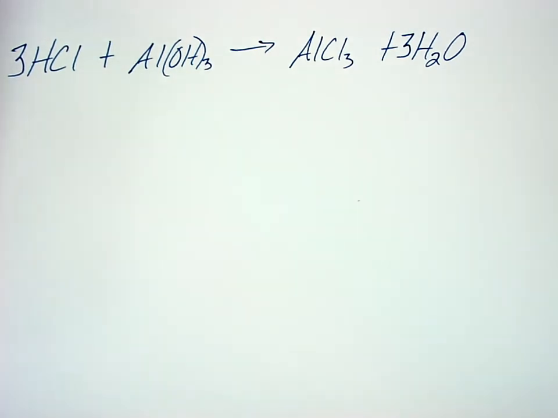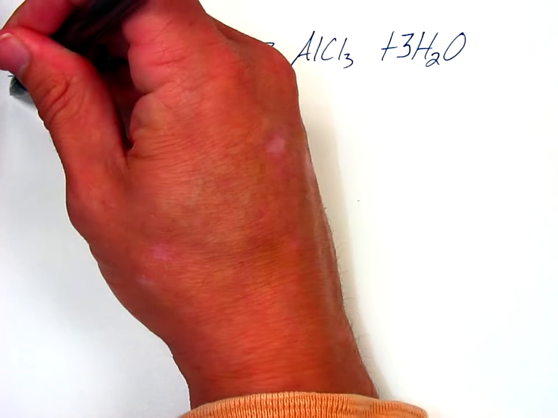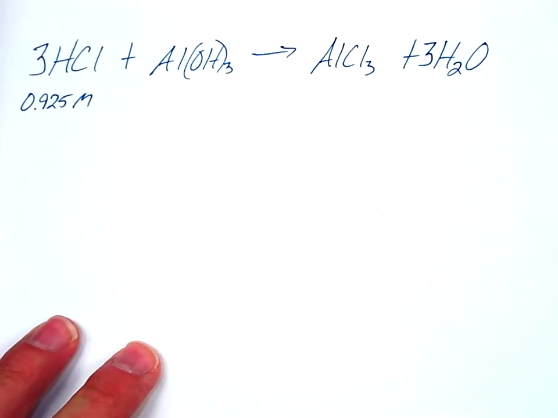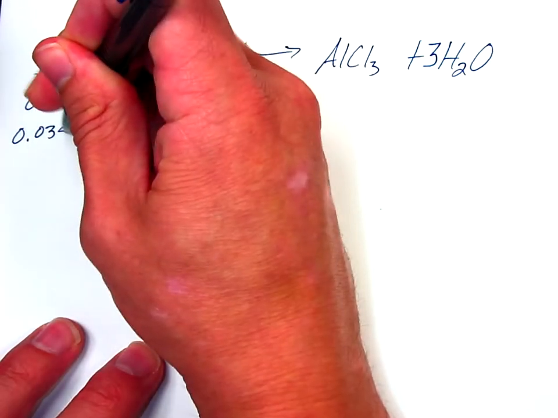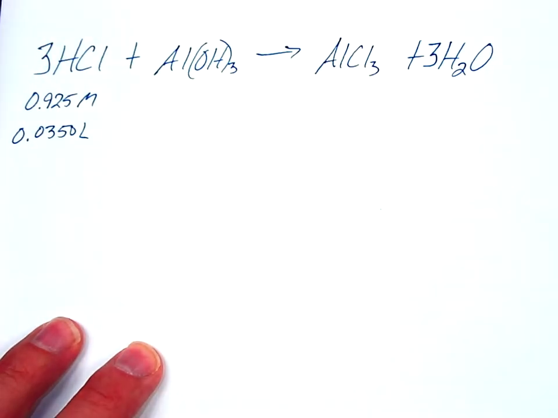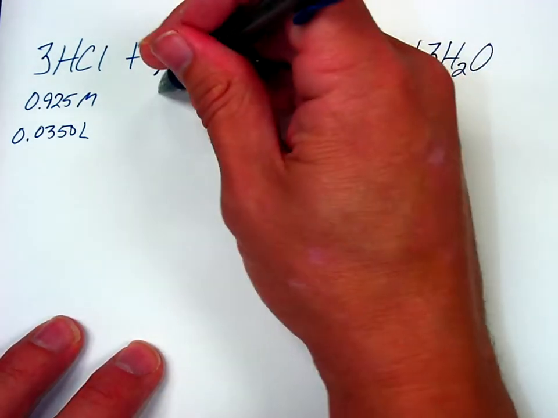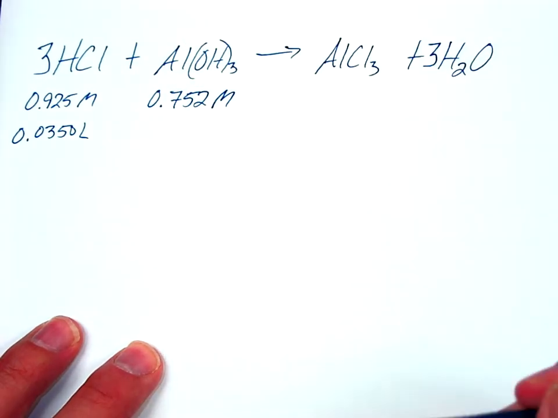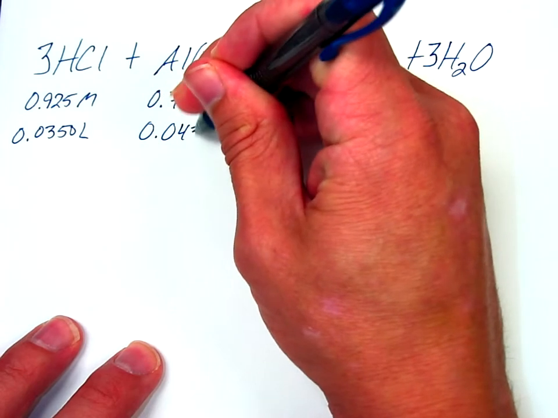All right. Taking a look at the information that we're given, it looks like HCl is going to be described as 0.925 molar at a volume of 0.0350 liters. My aluminum hydroxide in the problem is described as being 0.752 molar at a volume of 0.0430 liters.